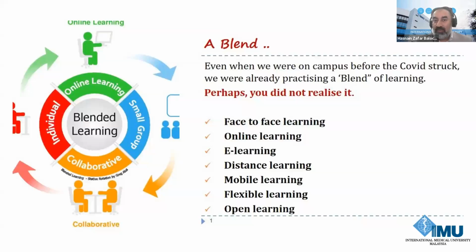So just a very basic definition. When we are talking about blend, even when we were on campus before COVID struck, we were already practicing blended learning, like face-to-face learning, with certain things we upload on Blackboard, as someone just now mentioned, or learning management systems, and we ask students to go access them. Also e-learning, distance learning, mobile learning, flexible learning, open learning. So there are many terms. So how could we nicely blend? In one of the work conferences, I changed the topic of this, how to find the correct blend. Later on, I will highlight how this will assist us.